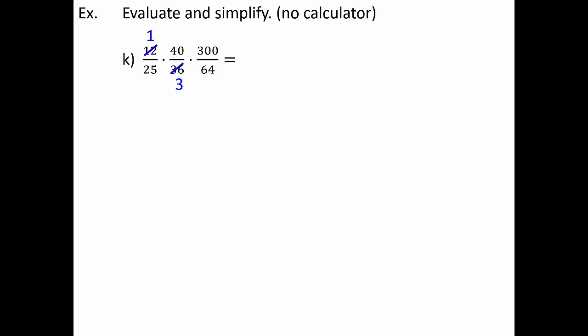It's 1 times 40 times 300, which is a much simpler multiplication problem. But let's not stop there. Let's keep going. So next I'm going to look at the 40 and the 64. Now with the 40 and the 64, the 40 doesn't go directly into the 64, but there are common factors between 40 and 64, and it doesn't matter which common factor you pick.